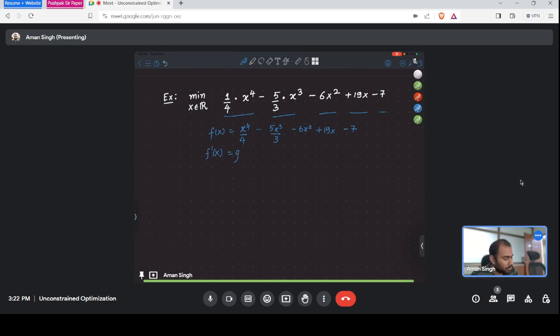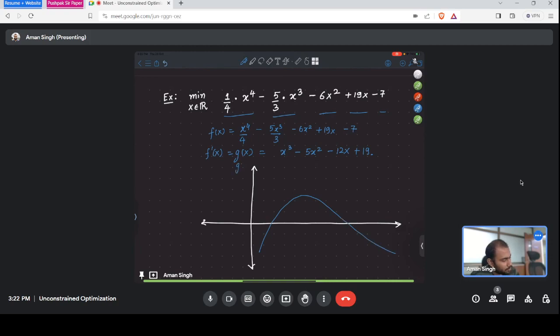What is its first derivative? Let's call it g(x). It will be x cube minus 5x square minus 12x plus 19. Now let's plot it out. This plot is of g(x), and these are the 2 points, let's say the zeros of g(x). These are actually the minima, or stationary points, of f(x). So this is what we have to find.